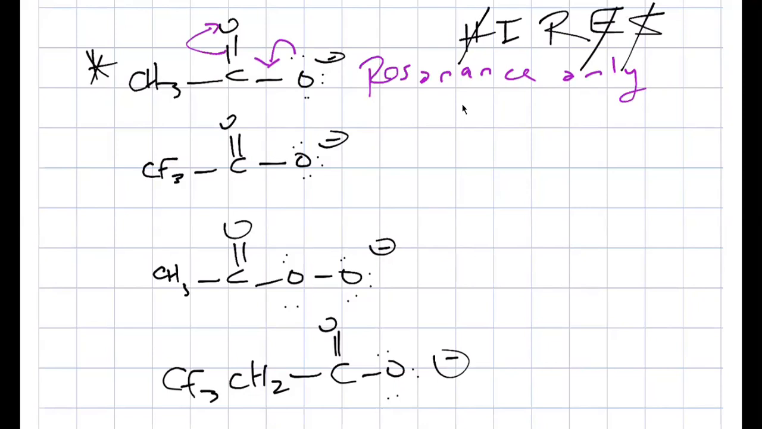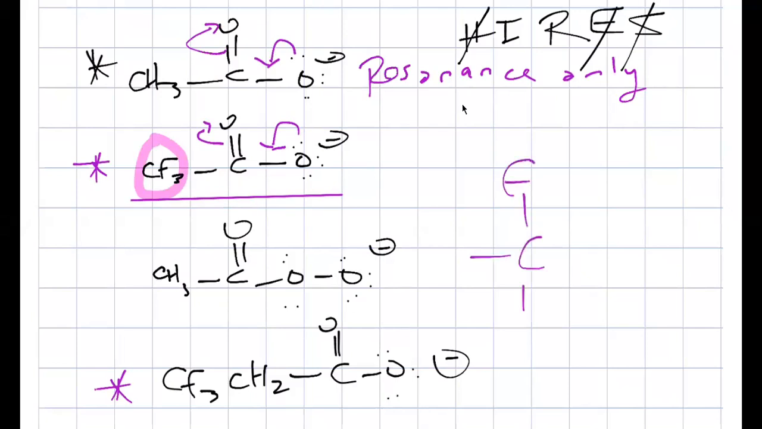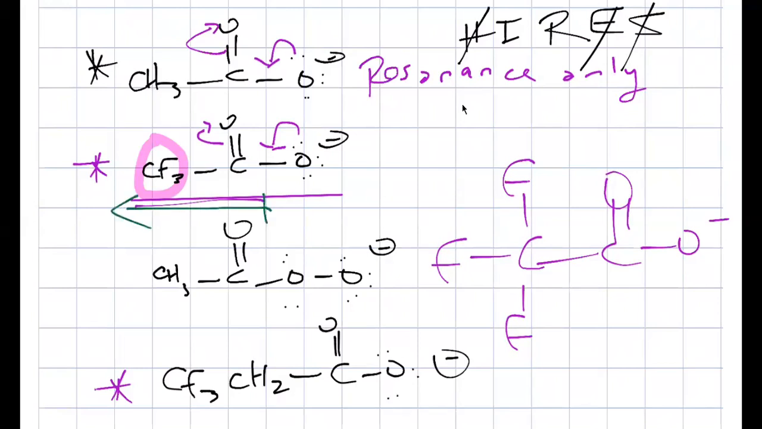All right, so now let's compare these two. So what about here? I can do resonance, but what else can I do? You see this big CF3 group out here? Let me write that out. That looks just like this. So you got a fluorine here, here, and here, right next door to that negative charge. So what do you think that CF3 group is capable of? Induction. Fluorine is highly electronegative, so you're gonna have a big dipole going in this direction toward that CF3 group. So this is stabilized by what? Resonance and induction.